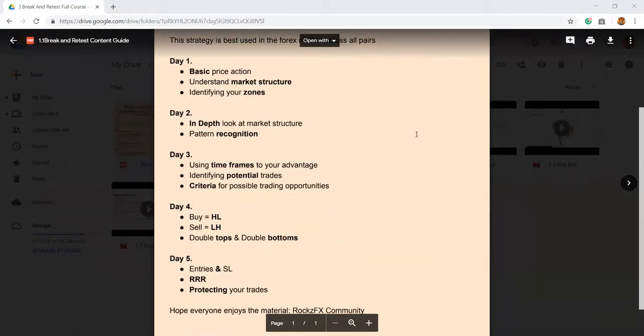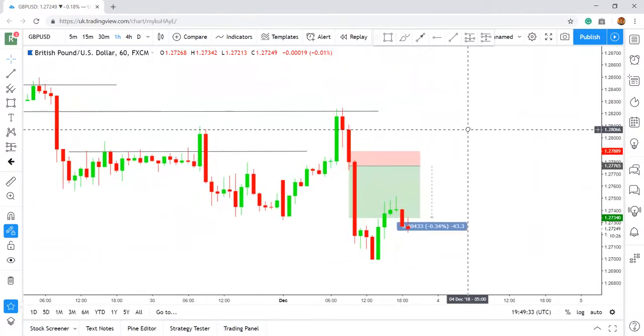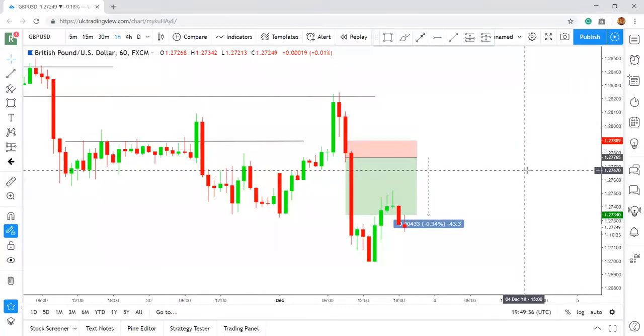Today is probably our simplest day. There's not going to be too much information where you're going to be overloaded. What we're going to go straight into is what is price action, understanding market structure, and then, of course, how we draw our zones.